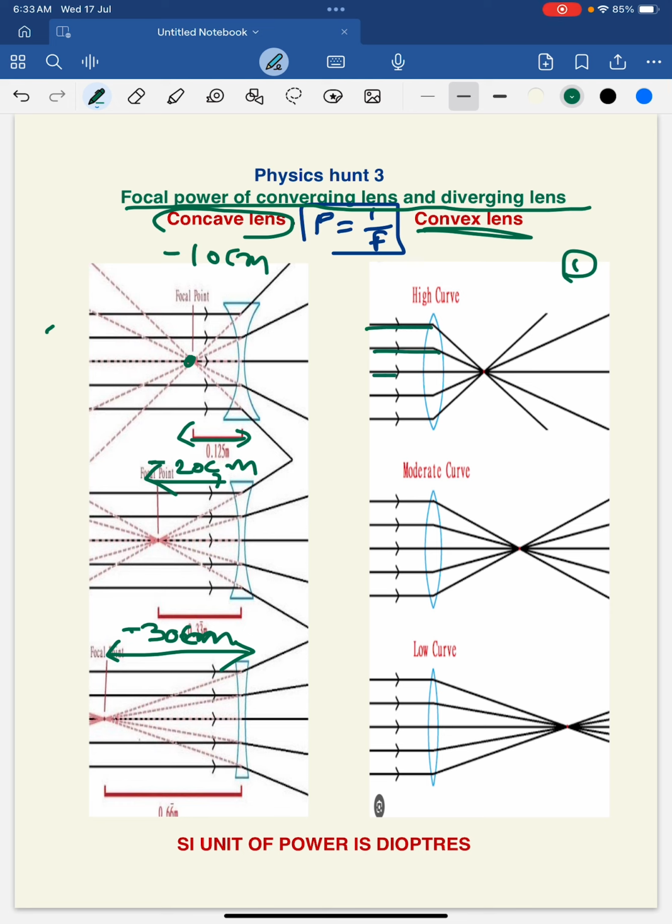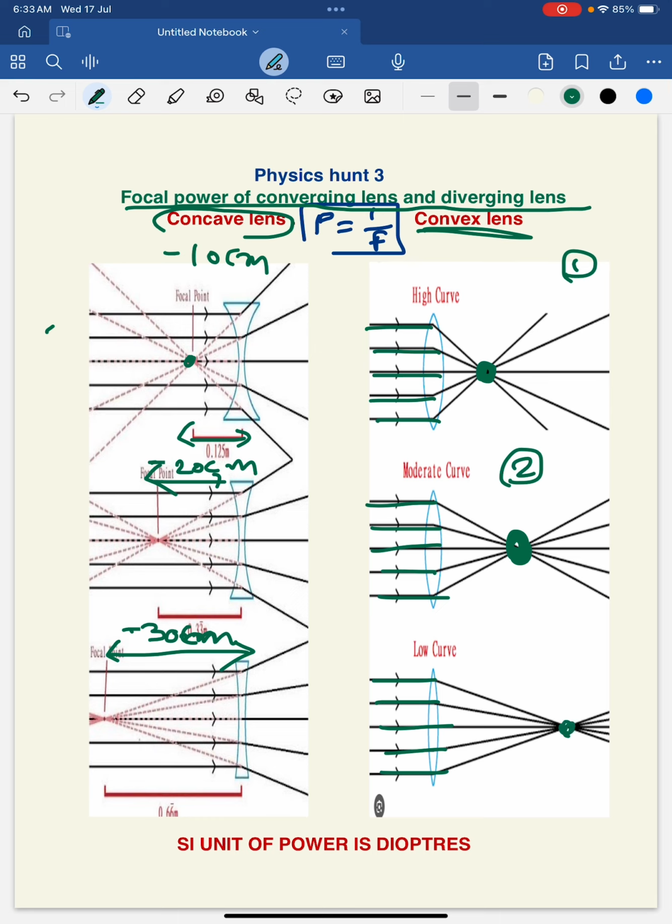We have an incident parallel beam of light. So after striking the convex lens, the refraction will take place. All the refracted rays are meeting on the principal axis at this location, isn't it? Similarly, look at the second diagram here. We have a parallel beam of incident light. After refraction, all the refracted rays are converging at this location, isn't it? Similarly, in the third case also, we have a parallel beam of incident light.